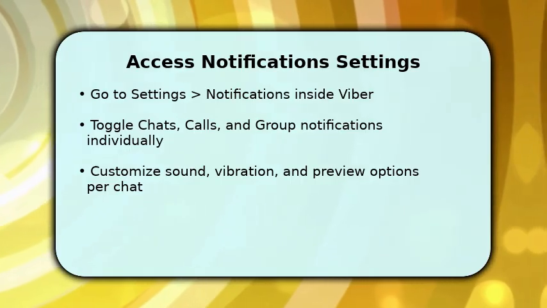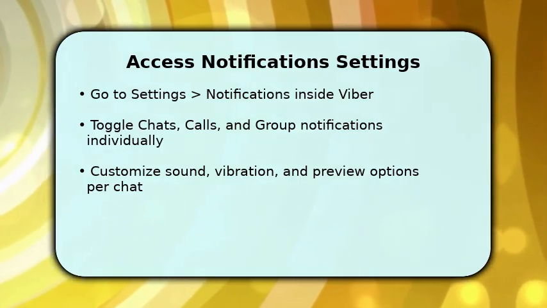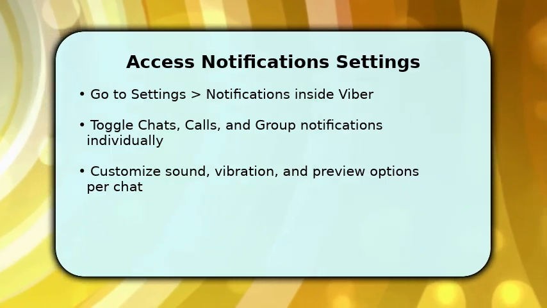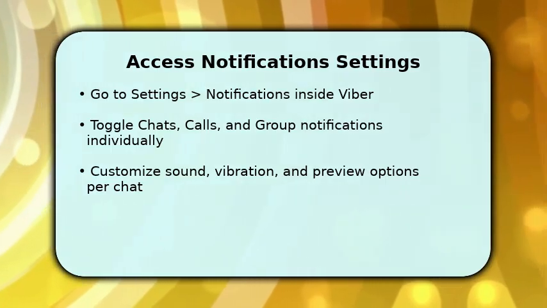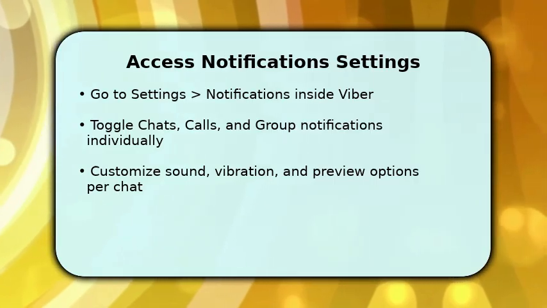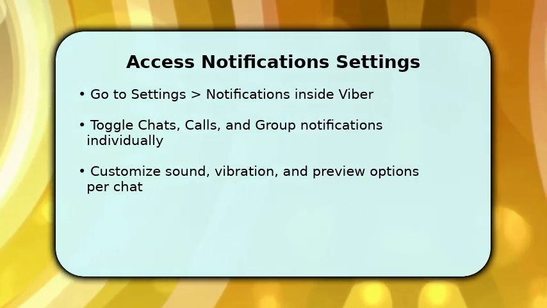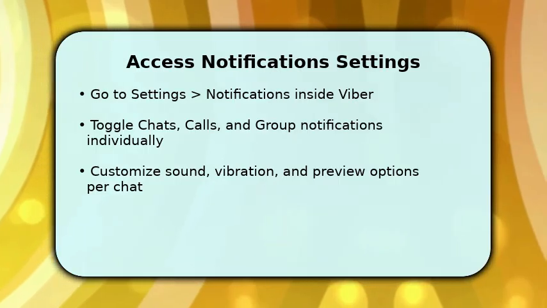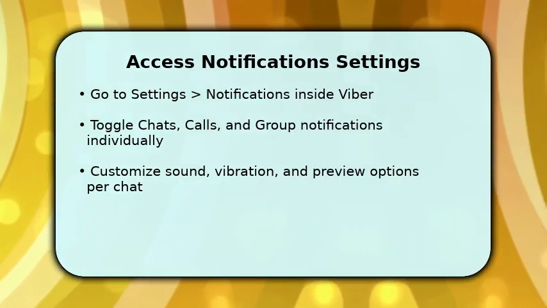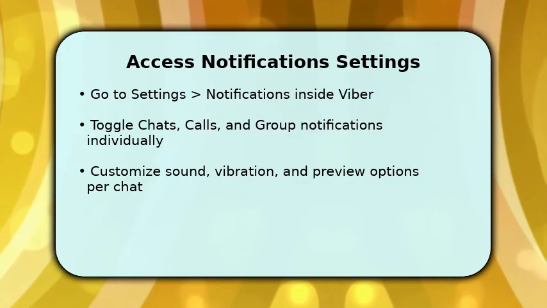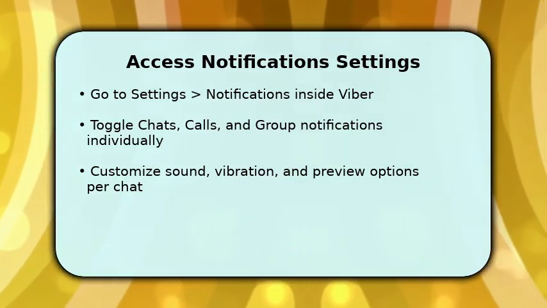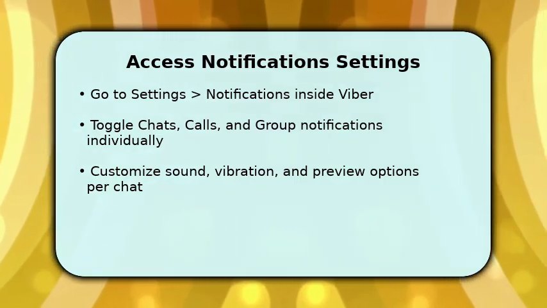Tap each category, chats, calls, groups, and turn their toggles on or off. For each category, tap into Sound and Vibration to pick a ringtone or disable vibration so it suits you. Also enable Message Preview if you want content shown on the lock screen. Once done, these choices tell Viber which local alerts to deliver and how they should appear and behave.